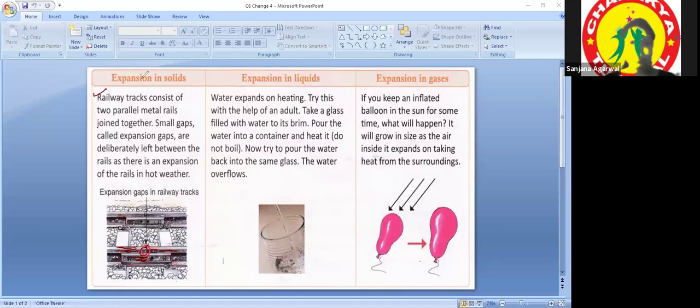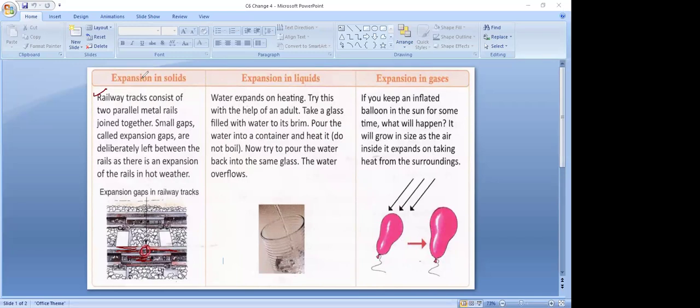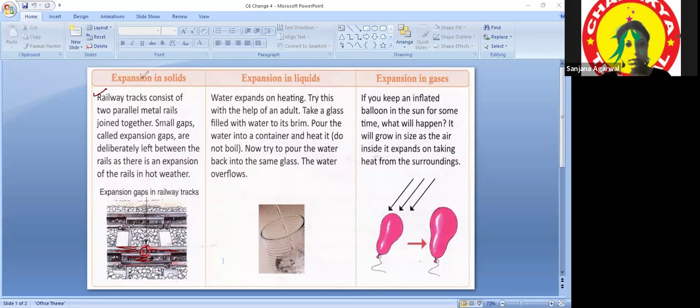Read it out. Ma'am, should we write it? Oh, you can. Written expansion in solids.